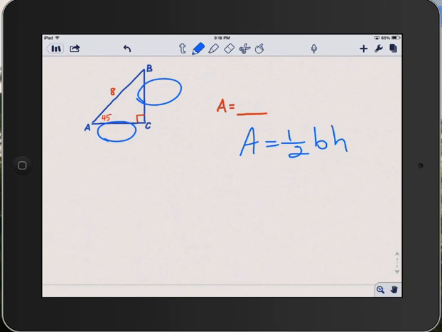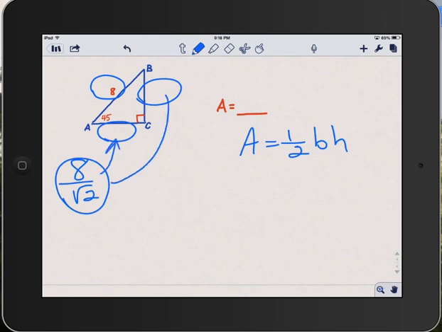If you have a 45, 45, 90 triangle, the hypotenuse is found by multiplying a leg times the square root of 2. So if we take the hypotenuse and divide it by the square root of 2, we find the length of the leg. Now that's not in simplified form, but notice what happens when you plug in 8 over square root of 2 for both the base and the height.